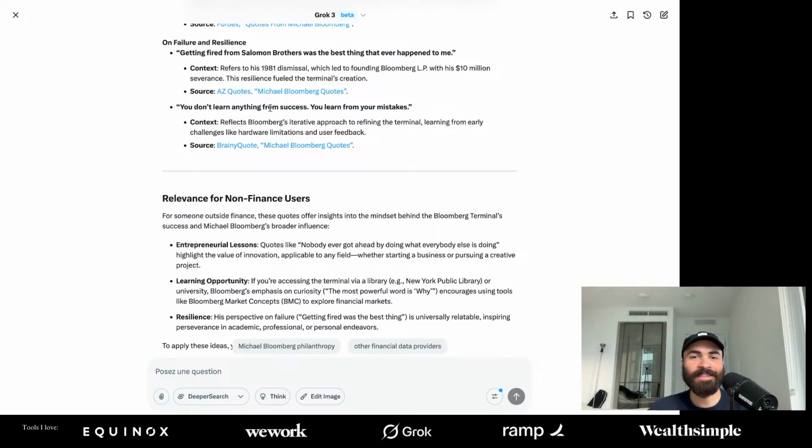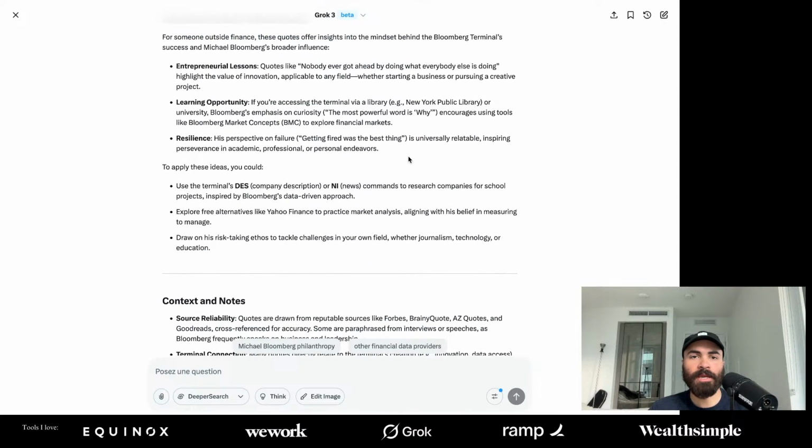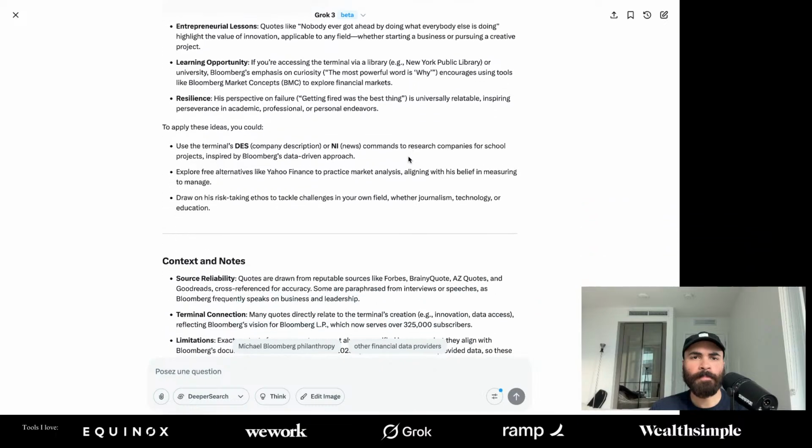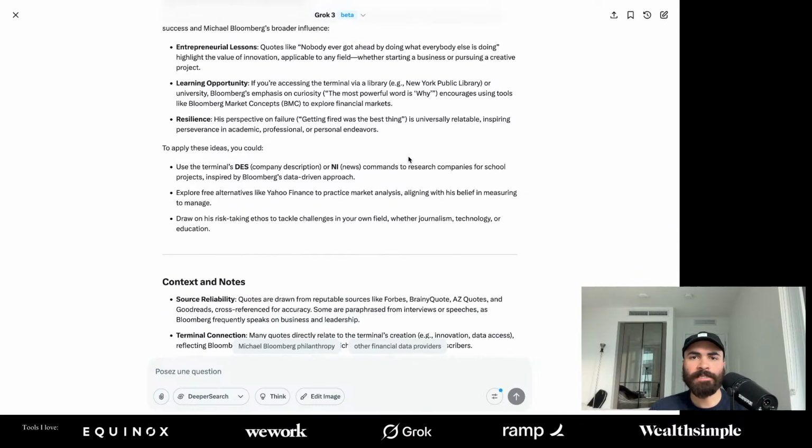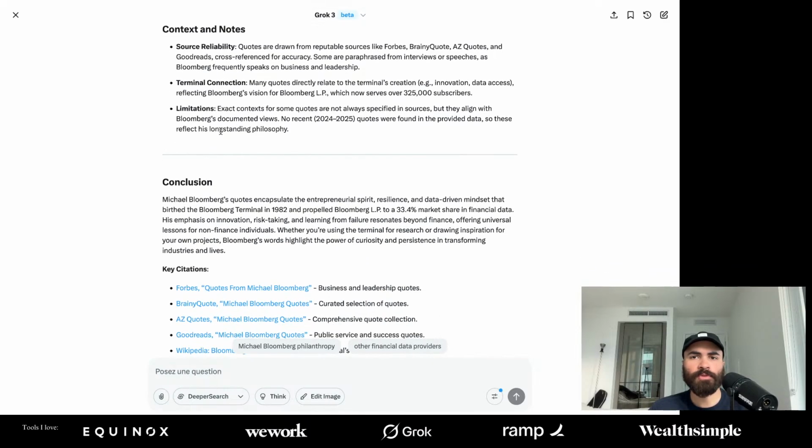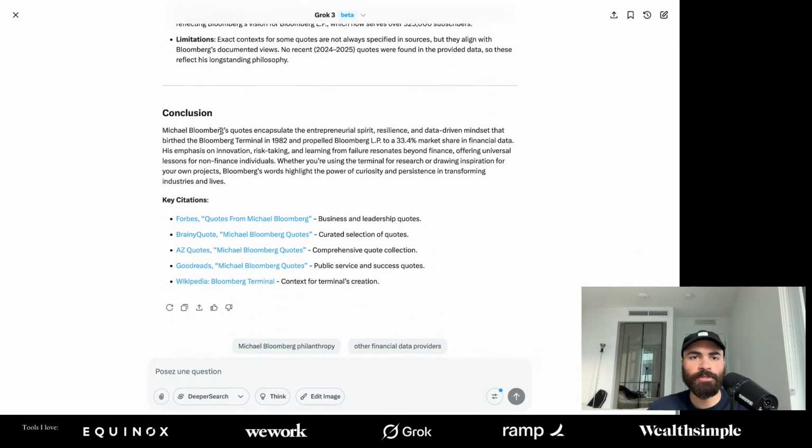You don't learn anything from success. You learn from your mistakes. Iterative approach to refining the terminal, learning from early challenges like hardware limitations and user feedback. Entrepreneurial lessons: learning opportunity, resilience, source reliability, terminal connection limitations.